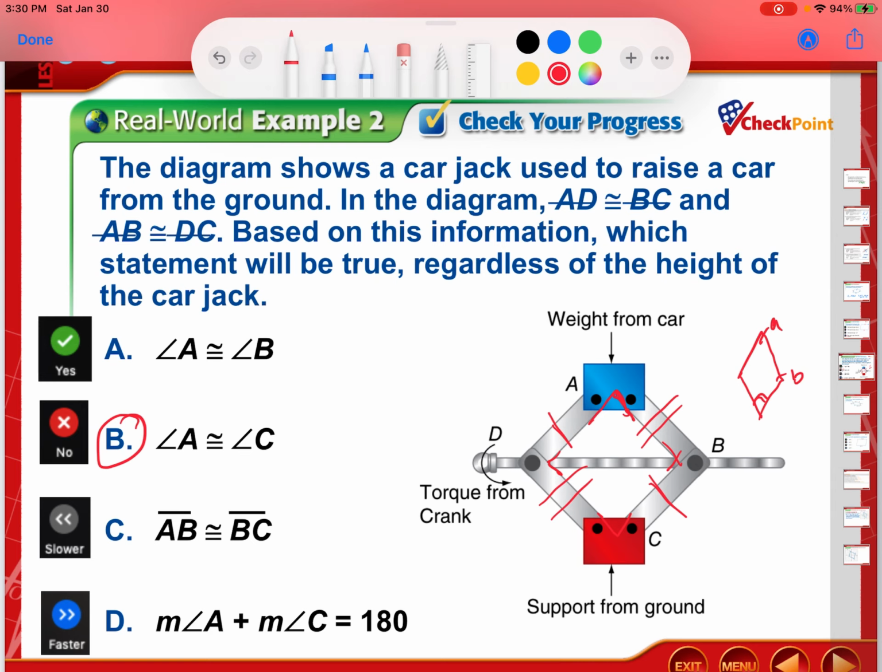And the measure of angle A plus angle C is going to be 180. That is not necessarily true, since they are not corresponding angles. A is at the top and C is at the bottom. So I would say B is our best answer in this case.